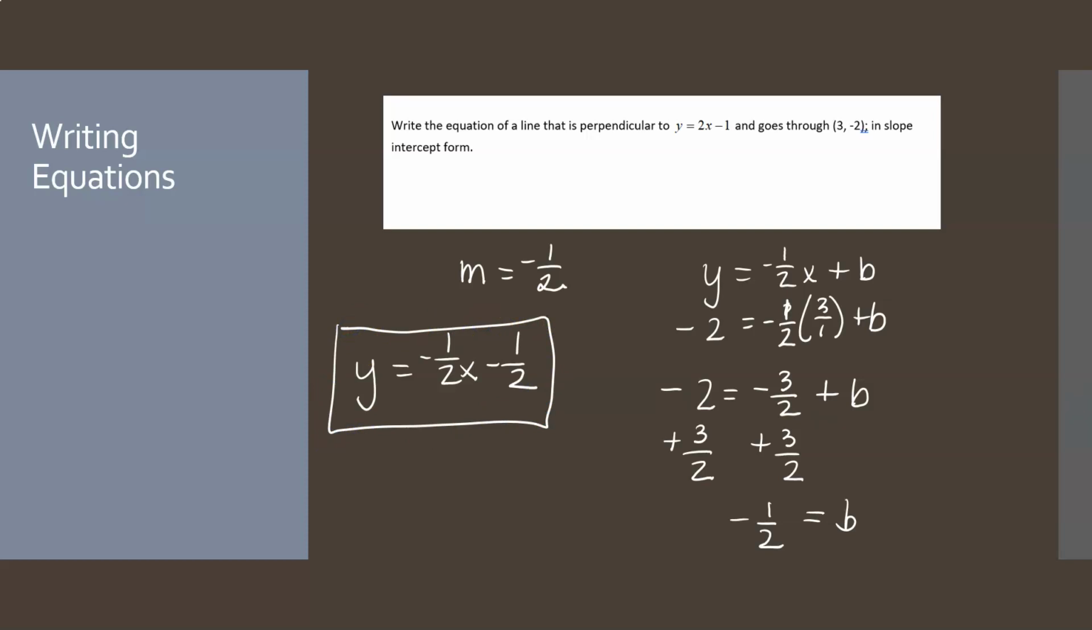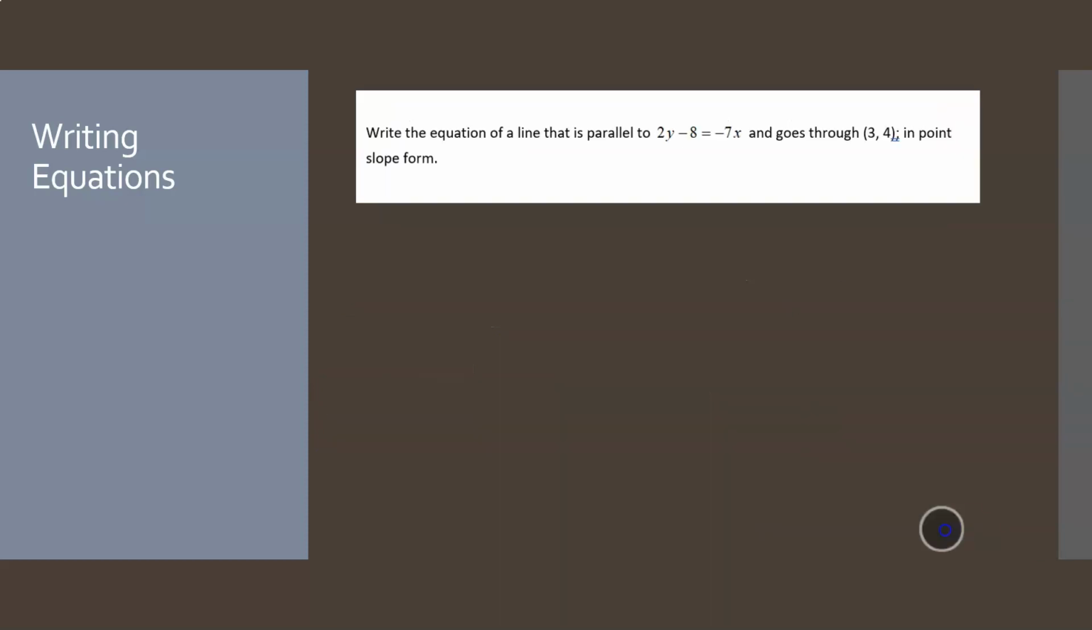All right, see what we have next. Number 5, write the equation of a line that is parallel to 2y minus 8 equals -7x and goes through the point (3, 4) in point slope form. Okay, this is kind of a trick because we really can't pull the slope off of that equation in this format. We need to get it to slope-intercept form first.